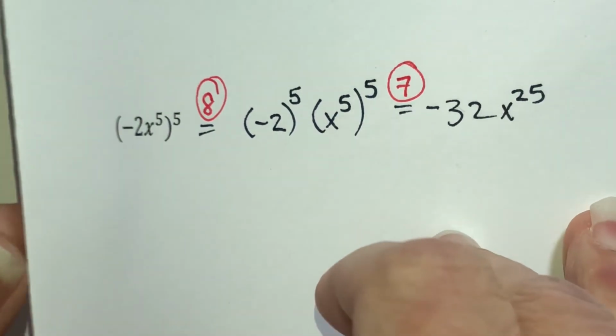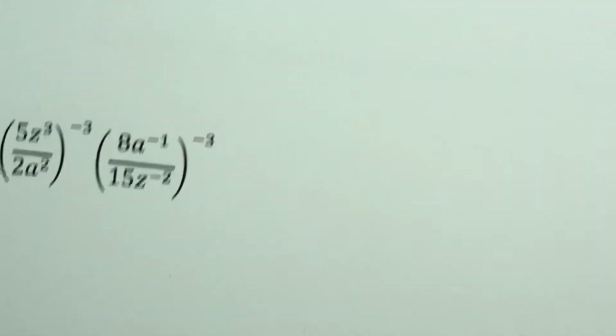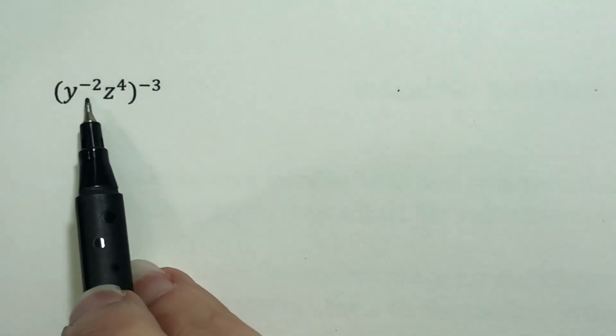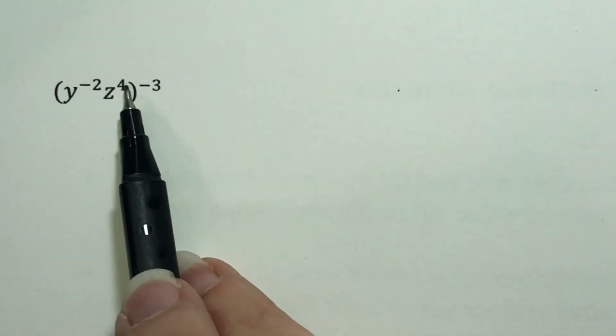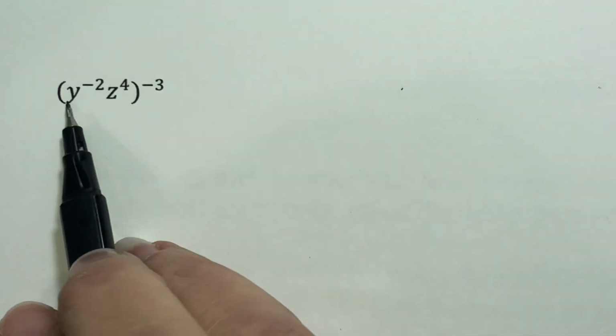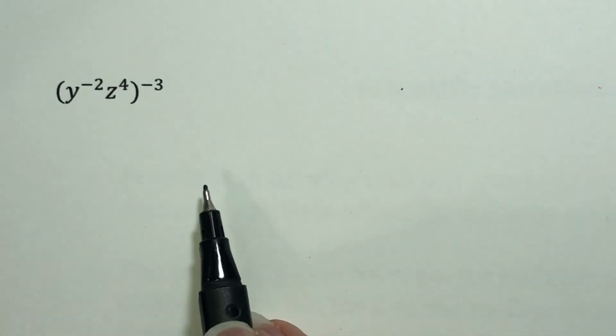So next page, maybe. All right, so again, a bigger problem. y to the negative 2, z to the 4th, raised to the negative 3. You have a lot of first options. I could simplify inside first because I have a negative exponent that can move to the bottom.